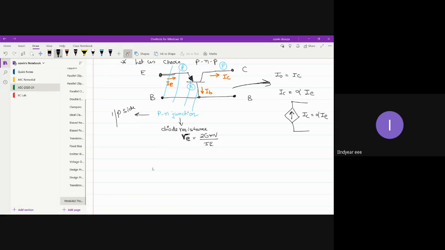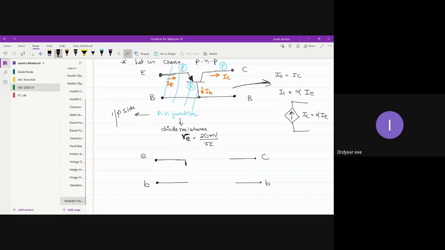So let us join the two circuits. Directly, I can do it. This is your emitter terminal. This is your base terminal. And on the output side, you have the collector terminal and the base terminal. Between emitter and base, it is very simple. You have a diode, right? You have a diode.